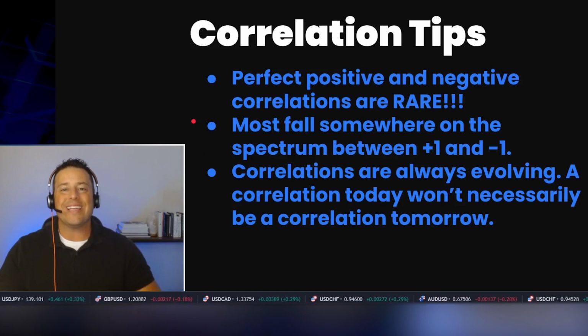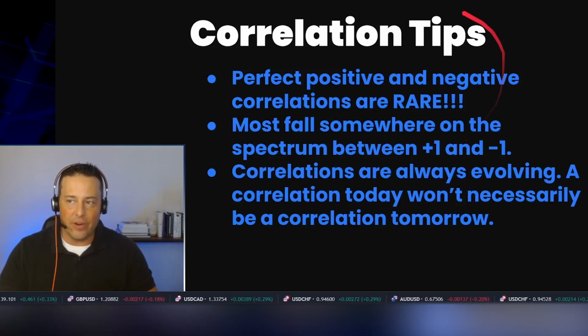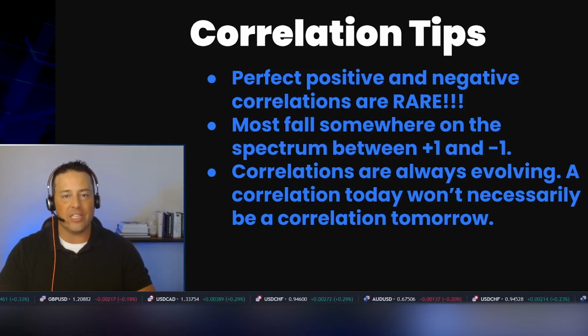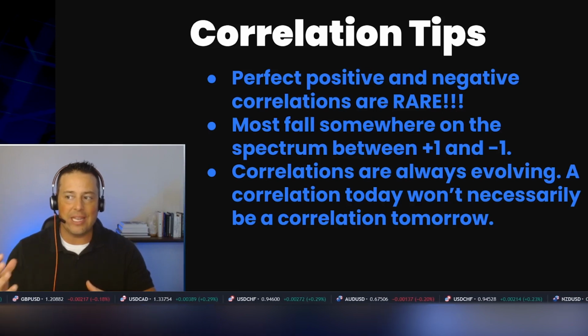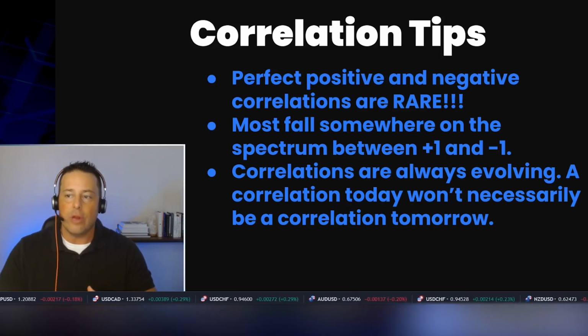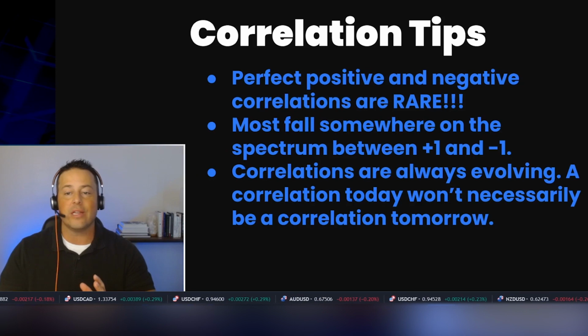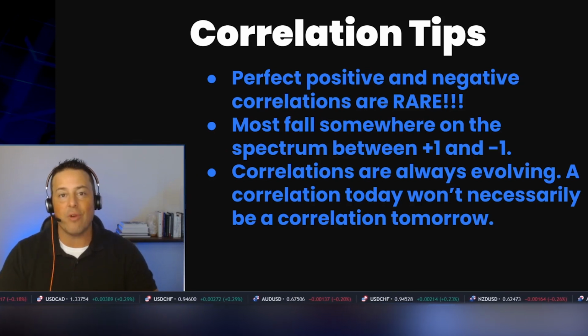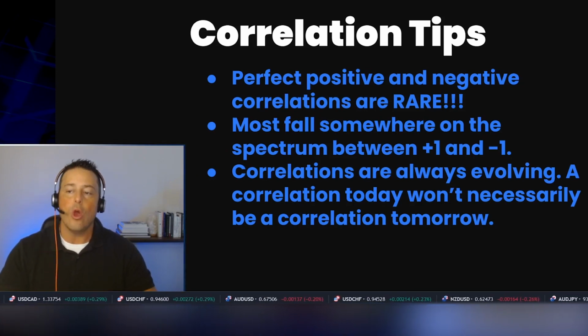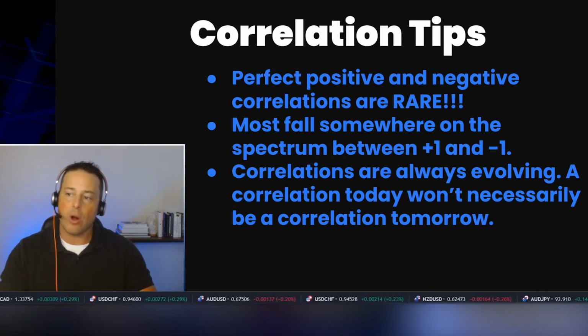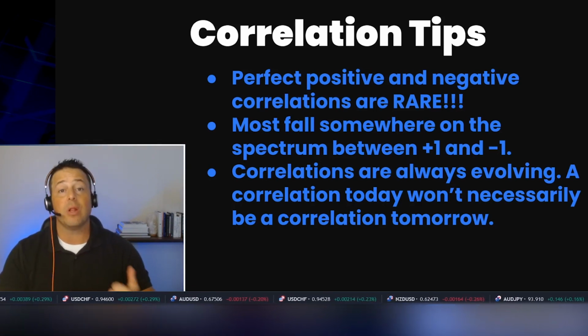Now, correlation tips. If you're going to trade correlated markets, interrelated markets, you're going to need to understand these three things. Number one, perfect positive and negative correlations are extremely rare in the live market. If you see one, definitely take note. Most correlations, most related markets, fall somewhere on the spectrum between +1 and -1.